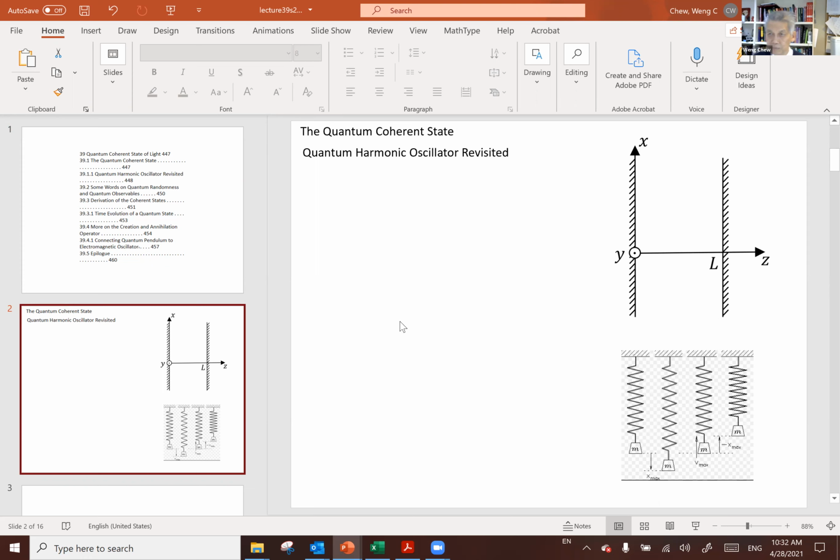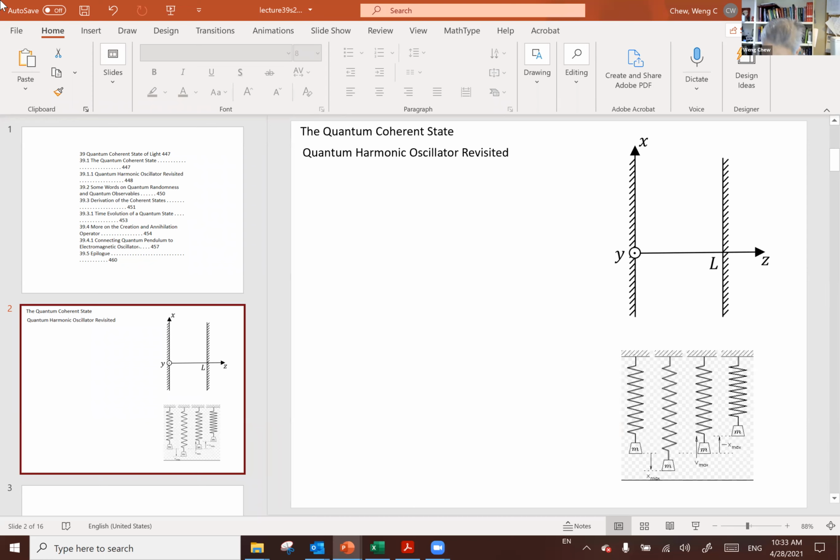So today we're going to talk about a quantum coherent state. The reason why we need to talk about a quantum coherent state is because we went through the exercise in the last lecture and found that if you look at just the quantum theory of oscillators, they don't make any physical sense.